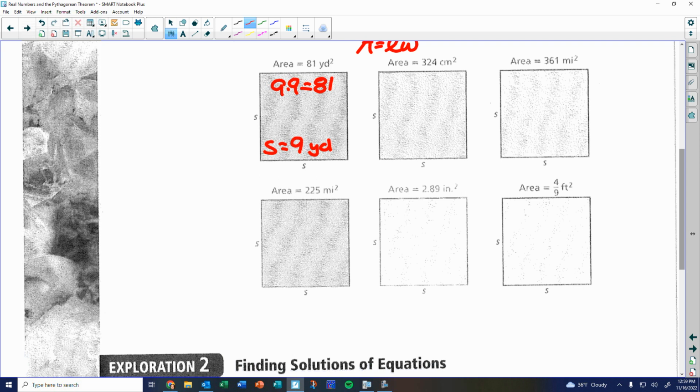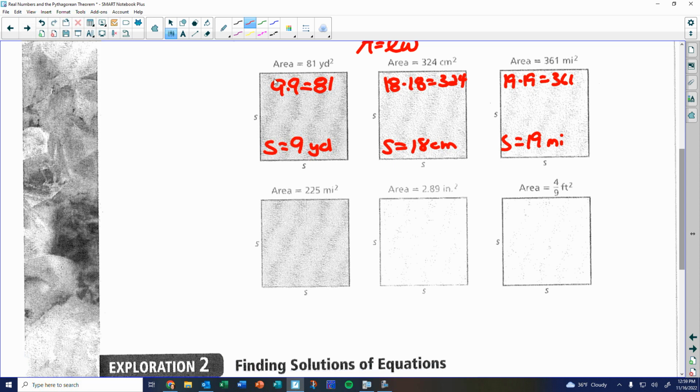But what about if the area was 324? Jacob? 18. So again, our side length would be 18 centimeters. Very good. What about 361? Gabrielle. 19, right? One higher. 19 times 19 is 361. That would be miles. 225, Peter.